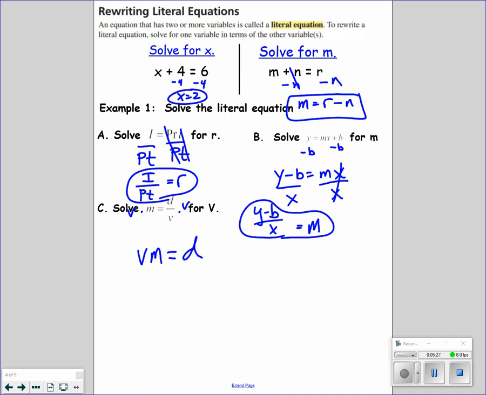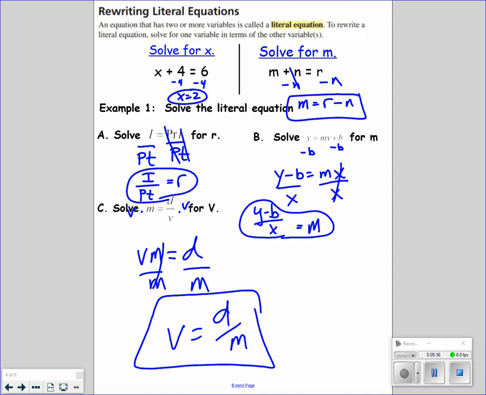And then, because it's v times m, I'm going to divide by m to get v by itself. So again, all of these equations, I'm going to give you a letter and ask you to solve for that particular letter.